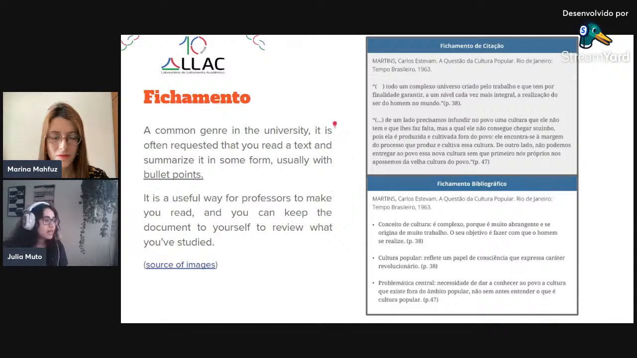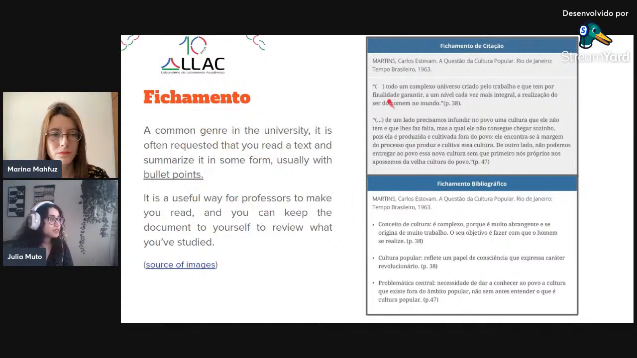So yeah, because usually for you to do an outline or fichamento, you have to read the text. This is a way professors force you to read the text. So it's a very useful teaching tool. If you are a teacher, you can use this to make your students read.